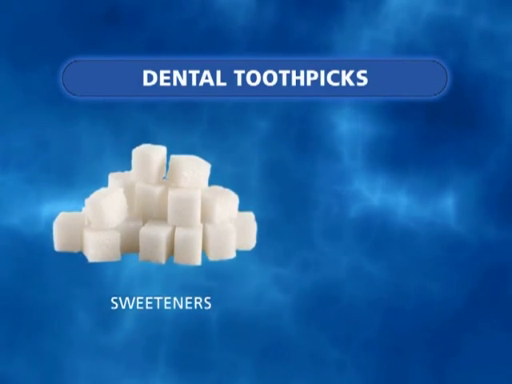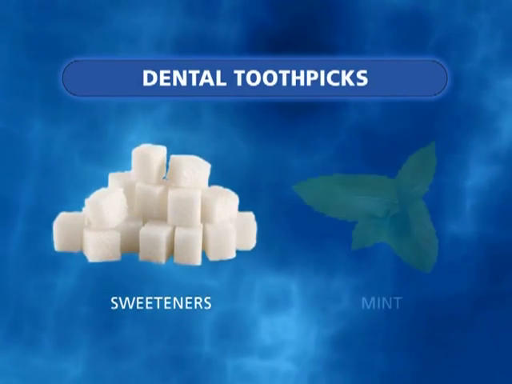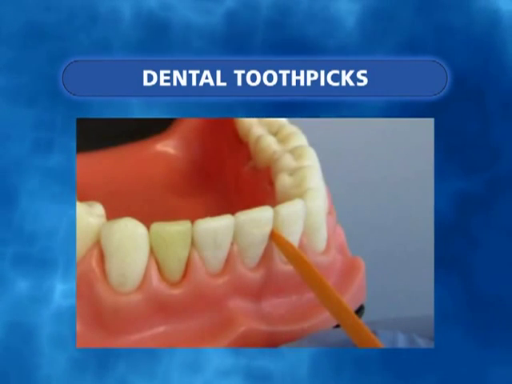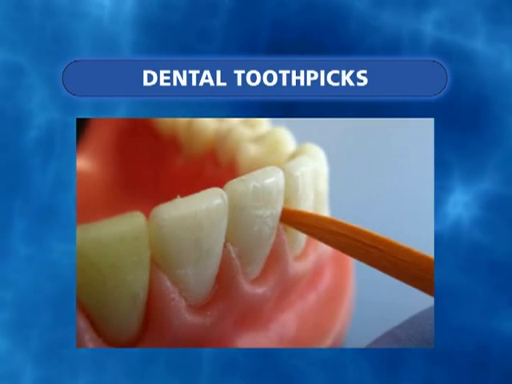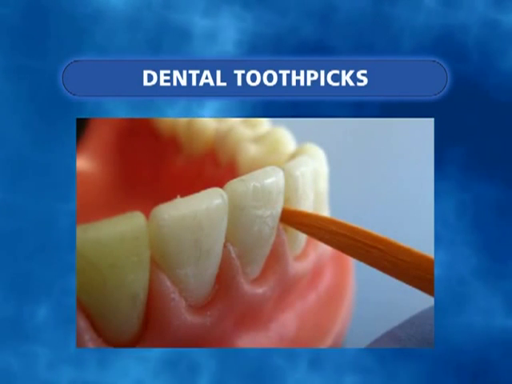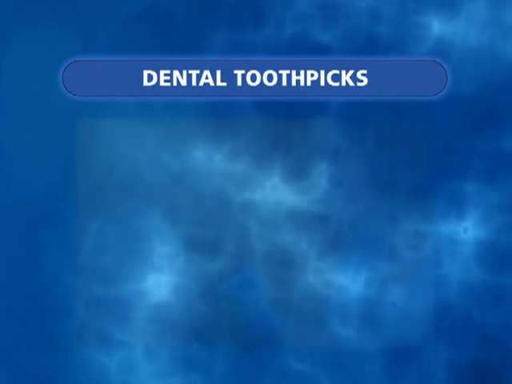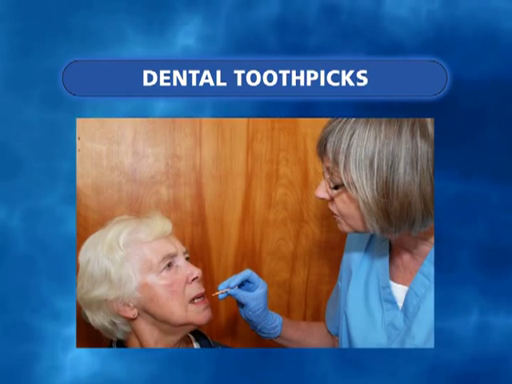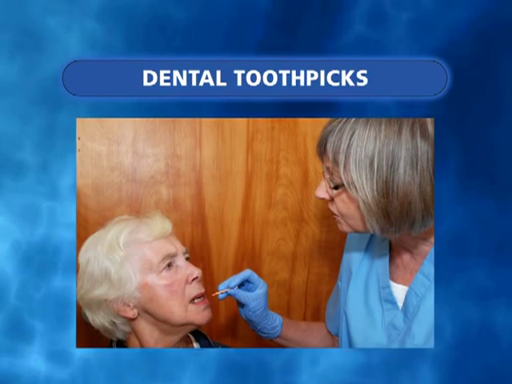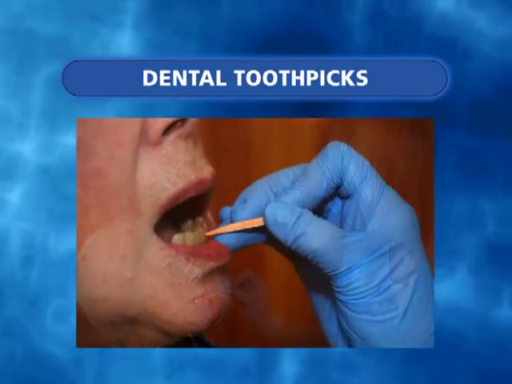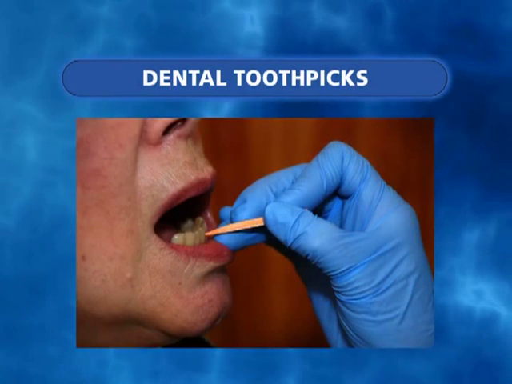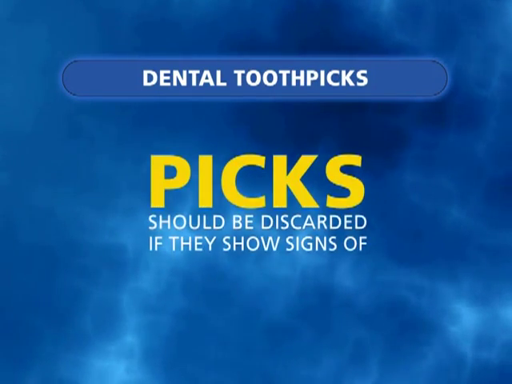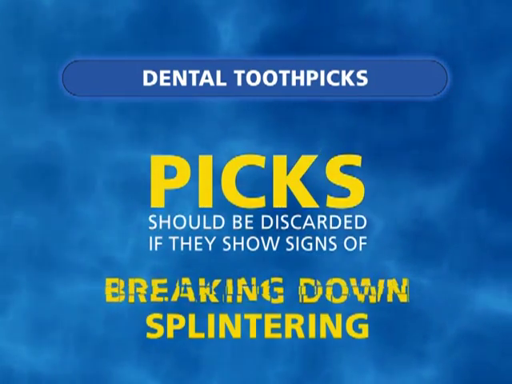Some dental picks also have sweeteners or flavors added such as xylitol or mint. They are about 2 inches long. The shape is designed to allow them to fit into the spaces between teeth. To use an interdental pick, push the pick gently between the teeth and rub it up against the sides of the teeth to remove food debris and plaque. It is important to do this gently to avoid trauma to the gums. Picks should be discarded if they show signs of breaking down or splintering.